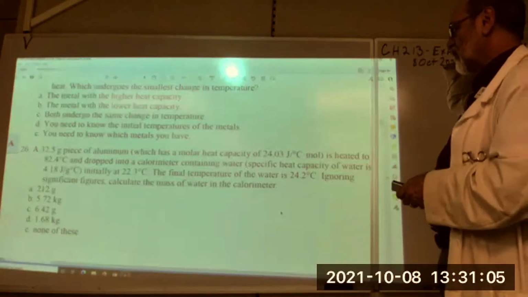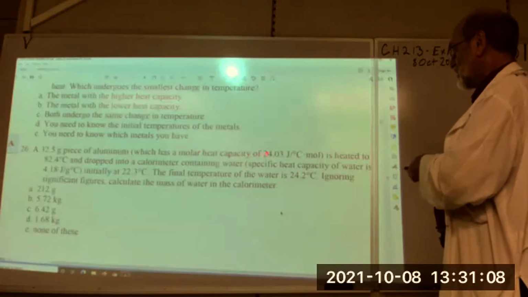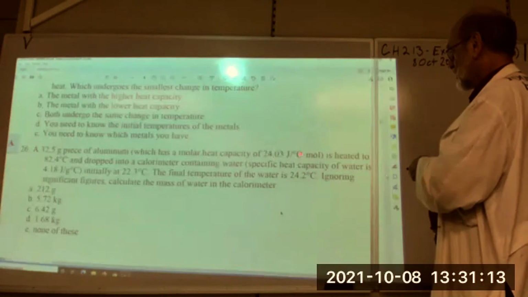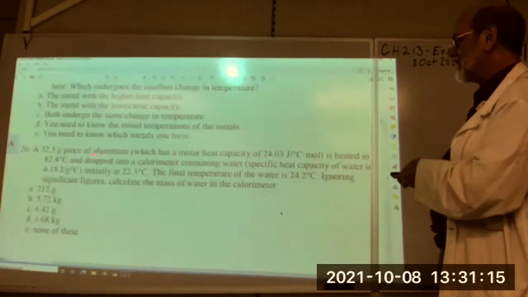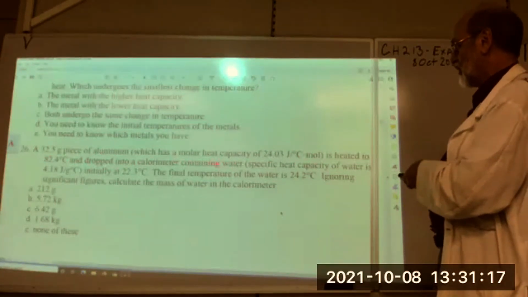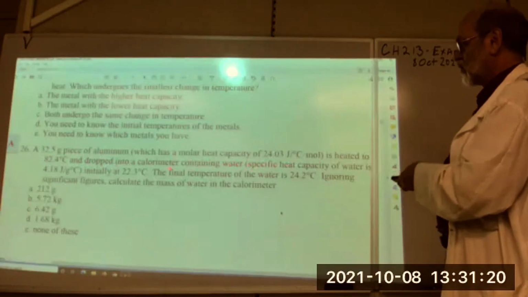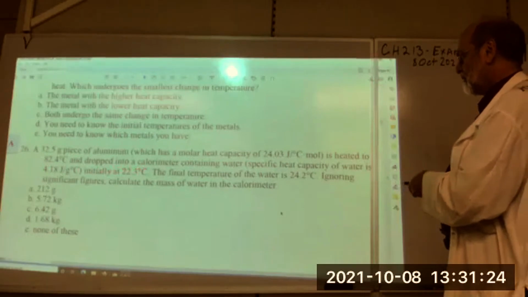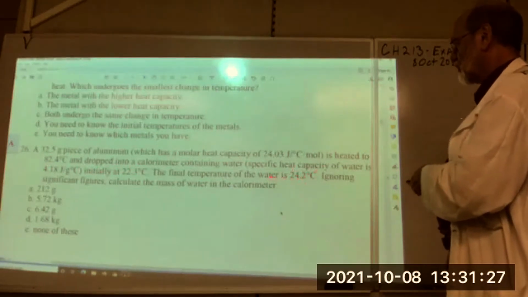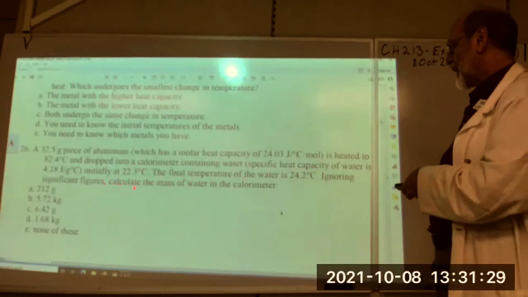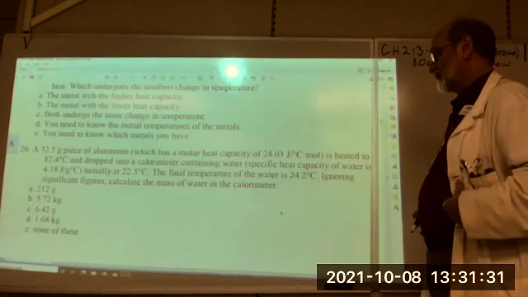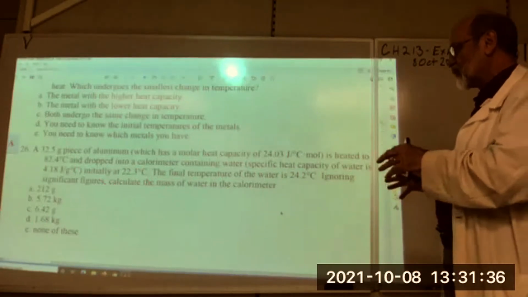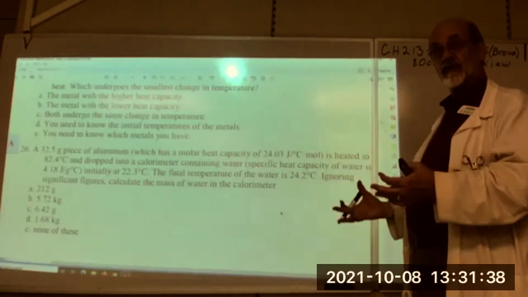A 32.5 gram piece of aluminum with a molar heat capacity of 24 joules per degree Celsius mole is heated to 82.4 degrees and dropped into a calorimeter containing water with its specific heat initially at that temperature. The final temperature of the water is 24.2. Calculate the mass of the water in the calorimeter. Okay. This looks like a big problem, but it's really not. It's a standard calorimeter problem.